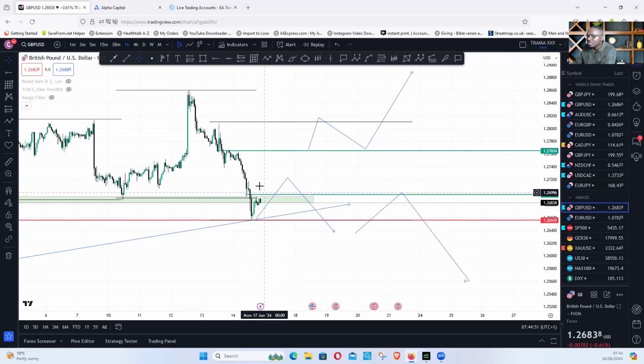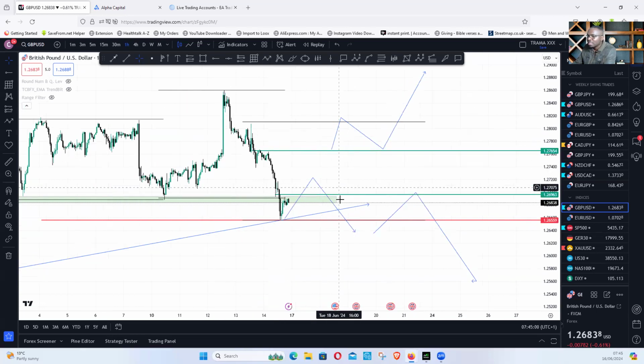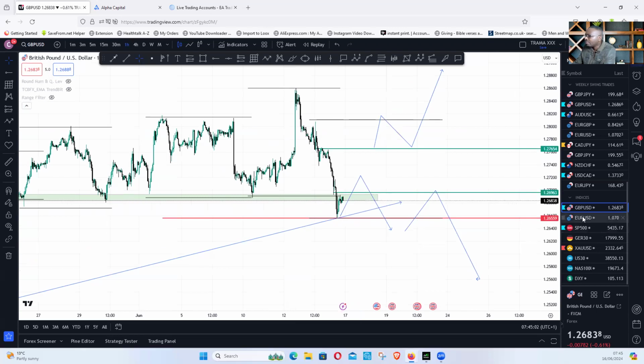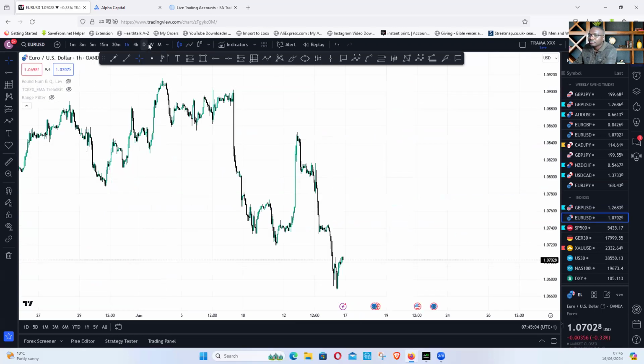Wait for a pullback to complete if it does. And also remember the edges, the area of price action that we're looking at to trade from. Watch the video again, you'll be able to get it. So let me move to Euro USD.